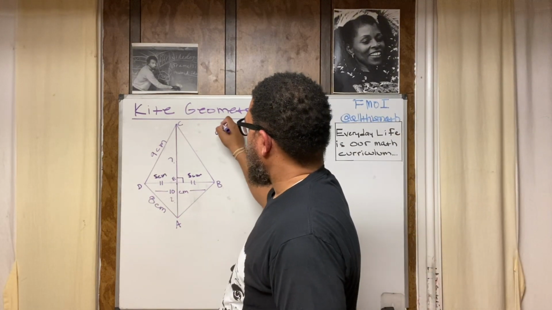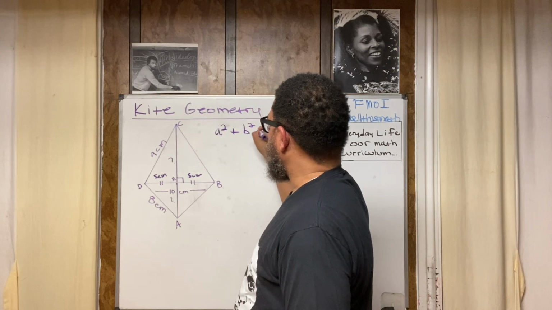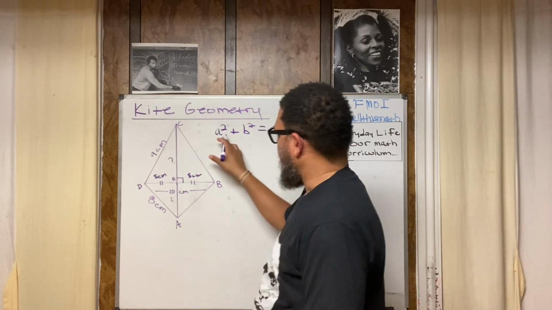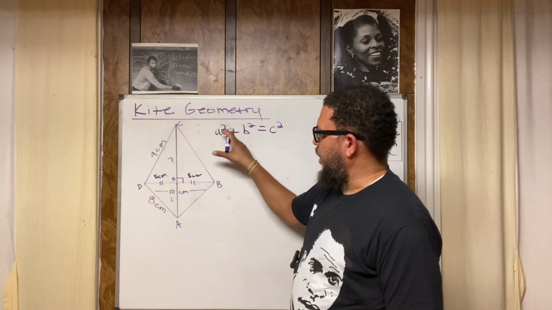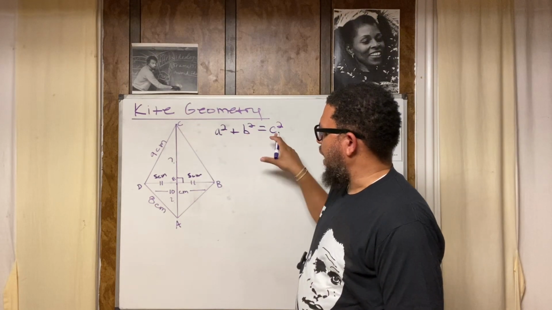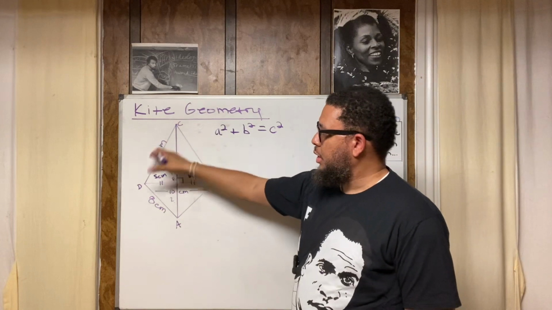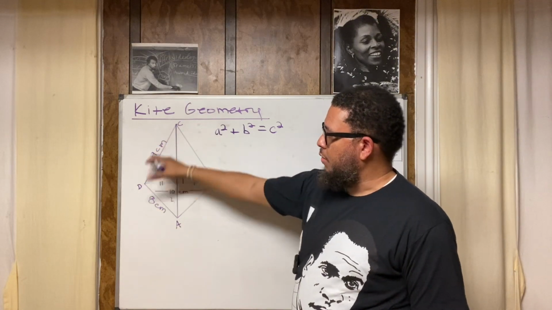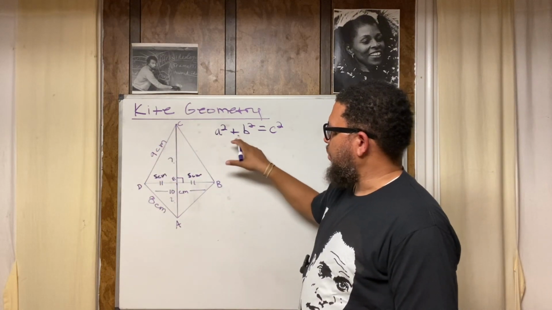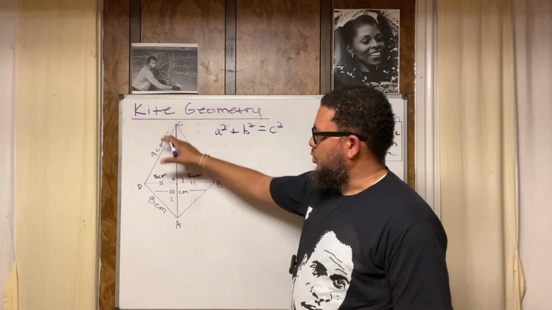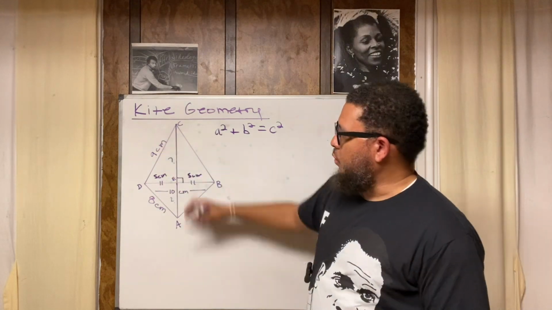A squared plus B squared is equal to C squared, right? So one leg squared plus the other leg squared is equal to the hypotenuse squared. C is always representing the hypotenuse. And this triangle is the 9 centimeter part right here, right? So one leg squared plus another leg squared is equal to the hypotenuse squared. All right. So now we want to figure this out.